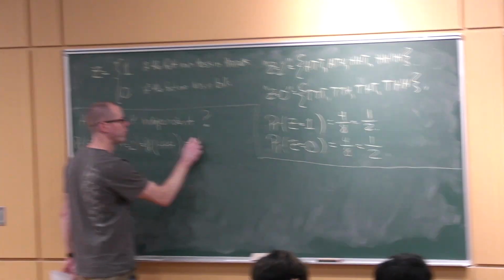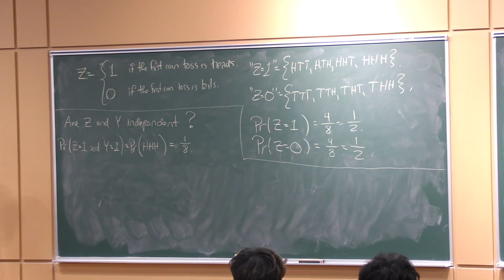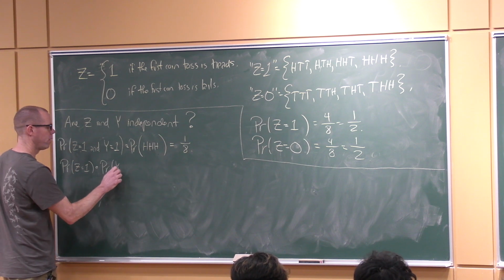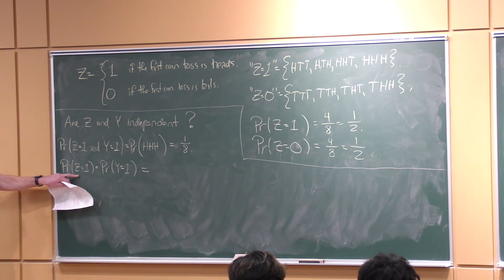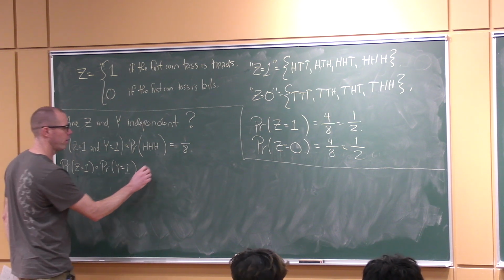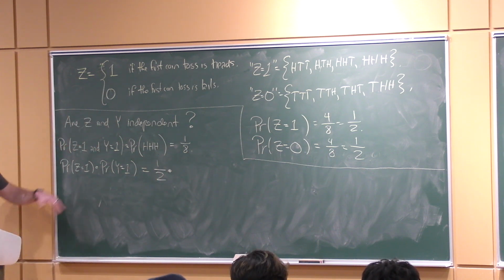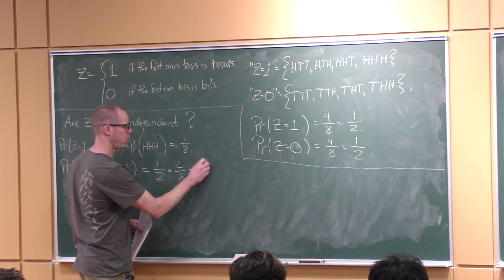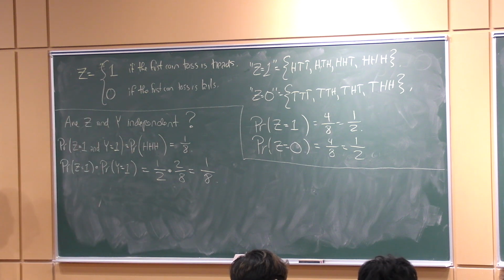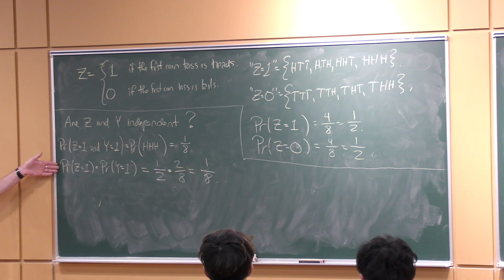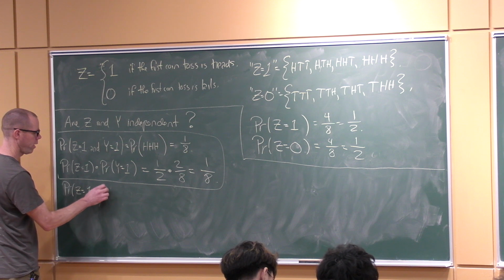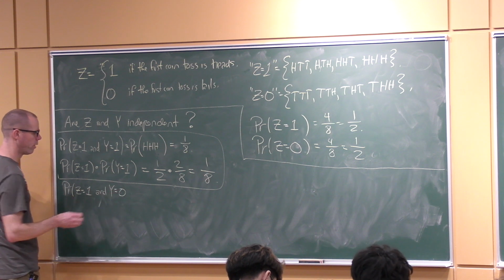And the probability of that is just 1 over 8, because it's one of the 8 possible outcomes in a uniform probability space. On the other hand, the probability that z equals 1 times the probability that y equals 1: the probability that z equals 1 is 1/2, and the probability that y equals 1 is 2 out of 8, which is 1 out of 8. So unfortunately, we have to keep going because this one passed the test, and we have to check z equals 1 and y equals 0.